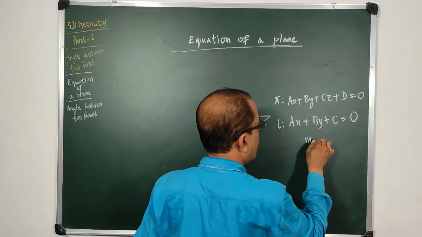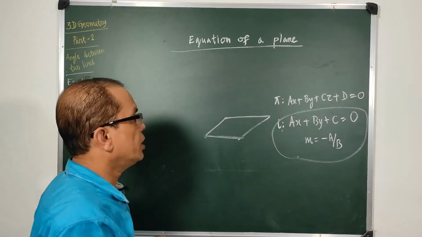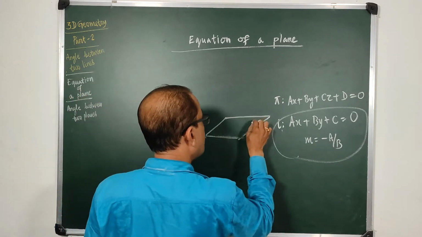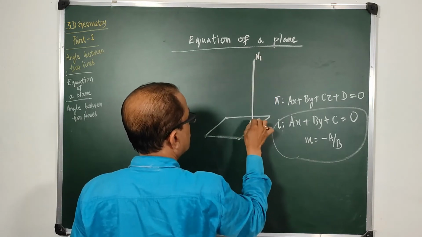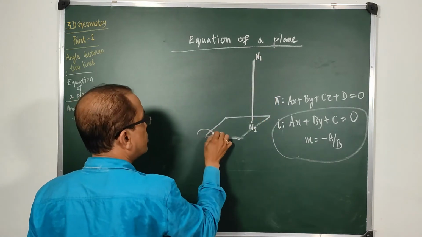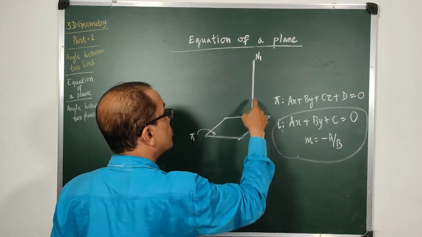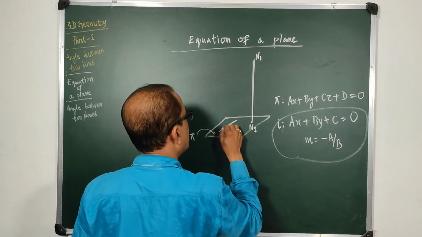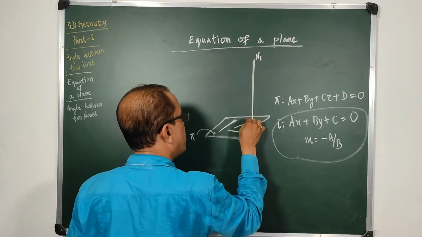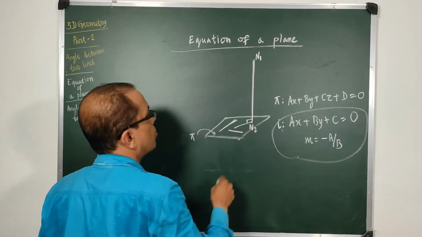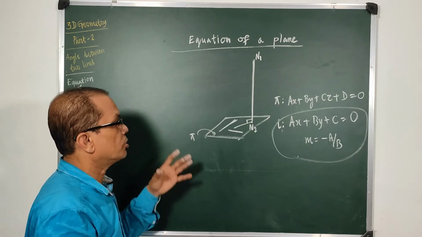Earlier we knew that slope m can be found from a upon b. So is there anything in 3-dimensional geometry? If you drop a perpendicular here, say this is n1, then according to the definition of a plane pi, if you draw a normal n1 n2 and take any line on the plane, all lines would be perpendicular to this normal. So the normal to a plane is normal to every line drawn on the plane. That is the definition of a plane.